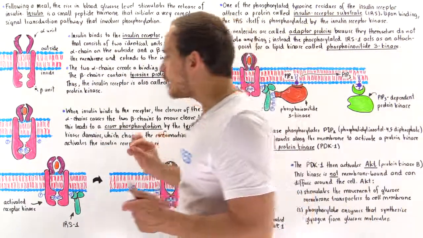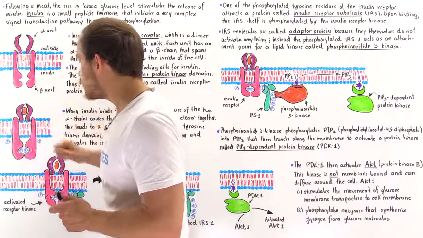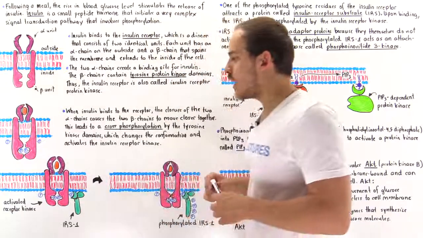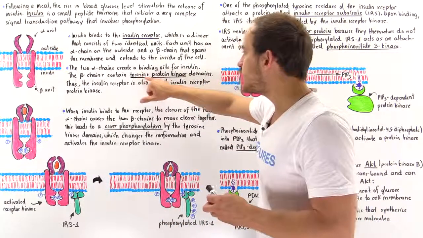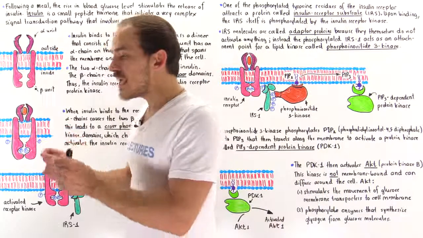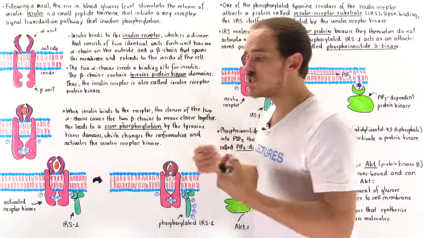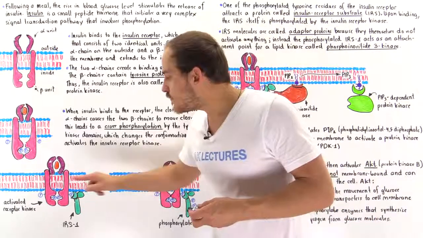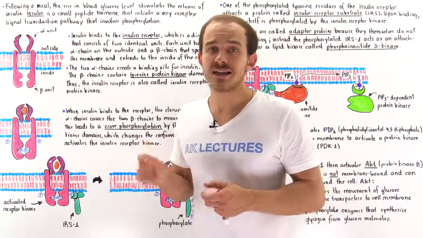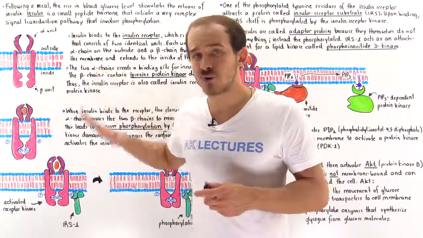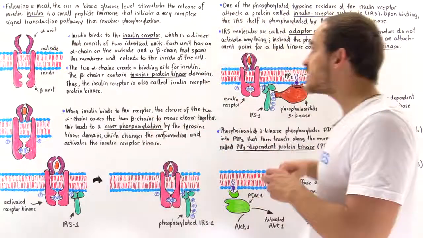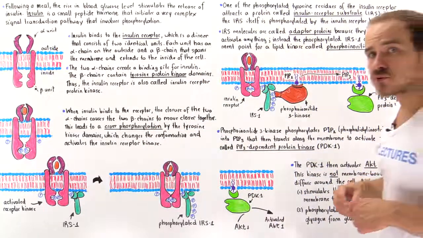Now, what actually happens when these two regions are phosphorylated? So this beta subunit and the other beta subunit. Well, remember, what the tyrosine protein kinase does is it phosphorylates, it attaches a phosphoryl group onto tyrosine residues. And some of these phosphorylated tyrosine residues begin to act as attachment points for other proteins, namely an important protein known as IRS, which stands for insulin receptor substrate.